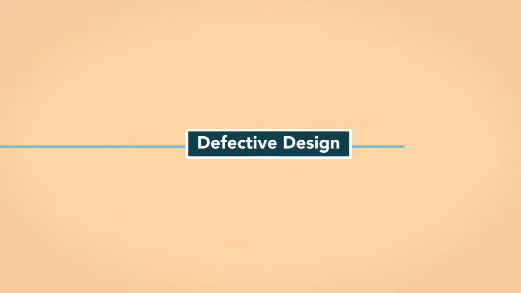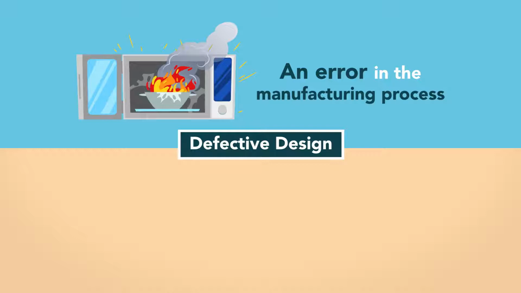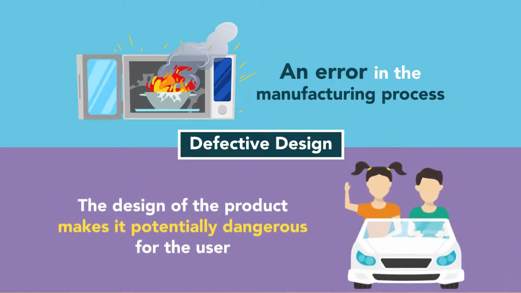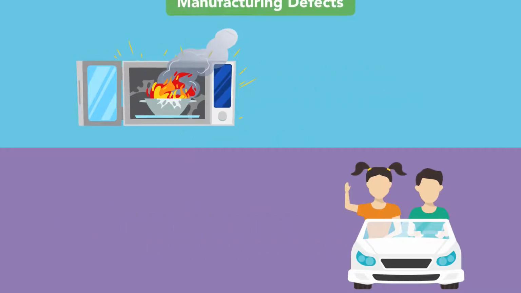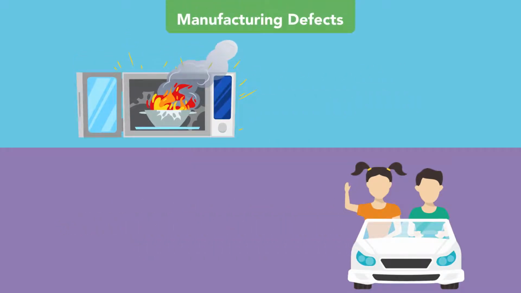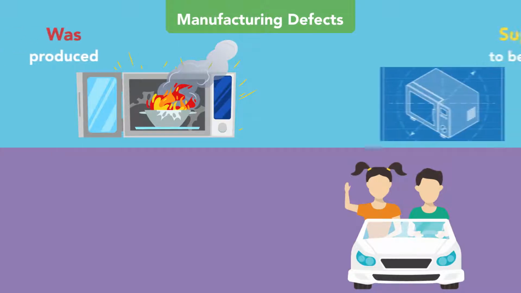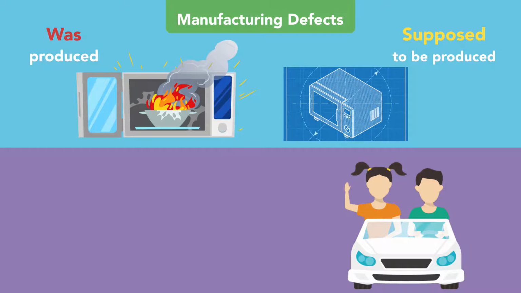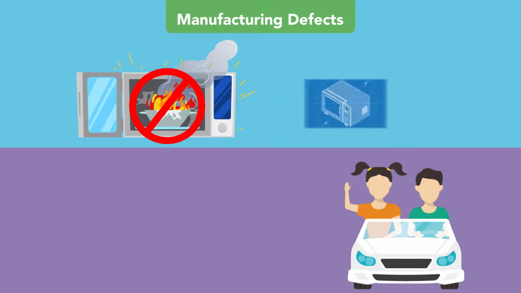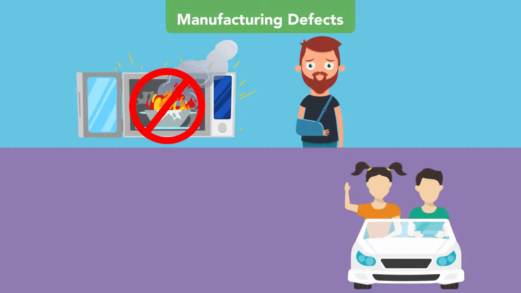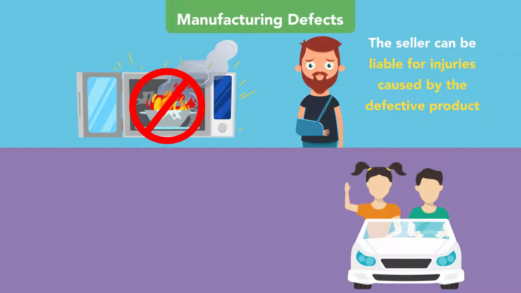A product can be defective either due to an error in the manufacturing process or because the very design of the product makes it potentially dangerous for the user. Defects that belong to the first category, manufacturing defects, are proven by comparing how the product that caused the harm was produced with how it was supposed to be produced. If the product does not conform to proper manufacturing standards, and this error in the manufacture makes it dangerous, the seller can be liable for injuries caused by the defective product.